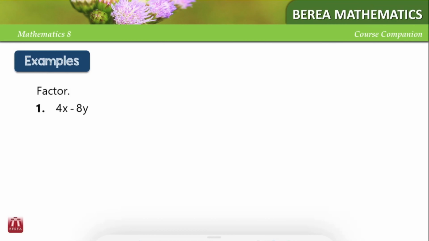So let's have our first example. We have 4x minus 8y. The common monomial factor here would be, let's start with the numbers, 4 and 8. The GCF of 4 and 8 is 4. And if we look at the variables, we don't have common variables in the two terms. Basically, our common monomial factor here is 4.